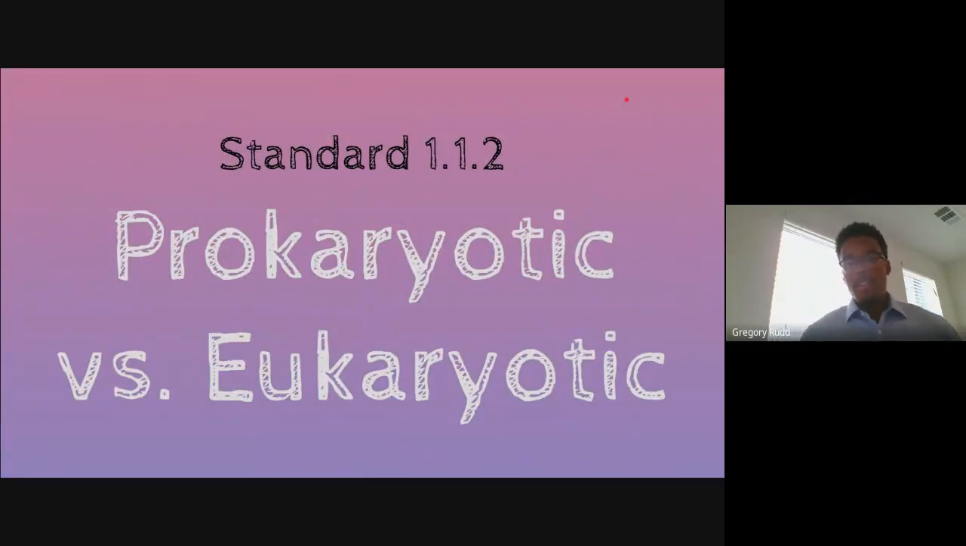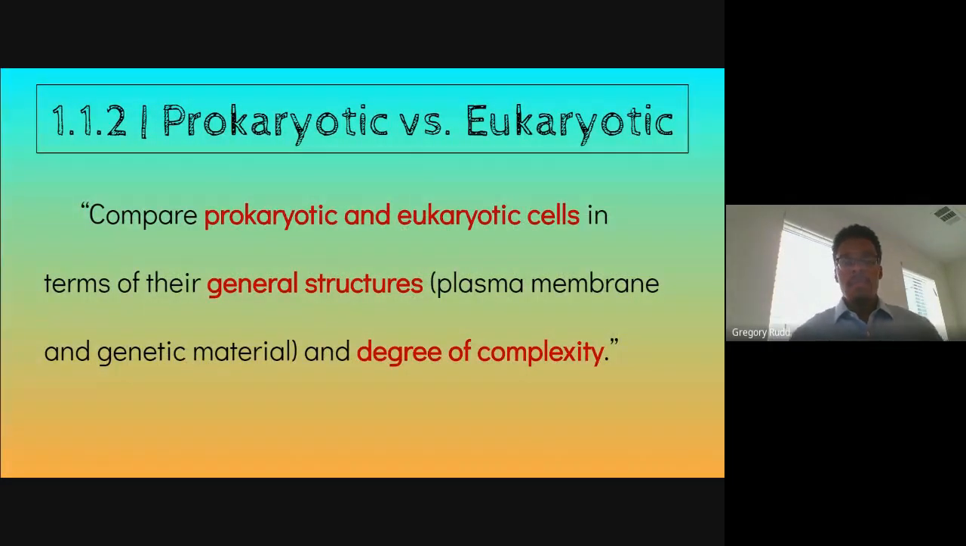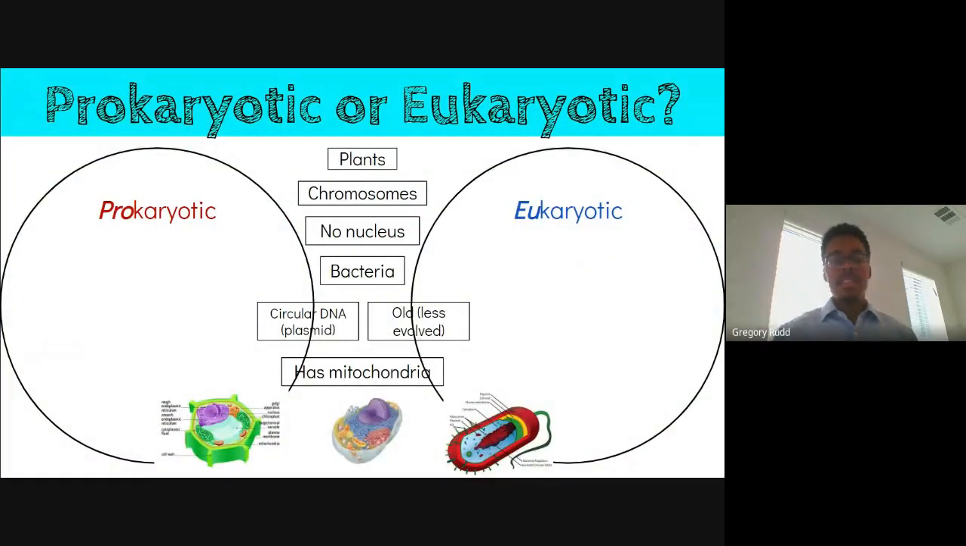The next standard focuses on prokaryotic cells versus eukaryotic cells. The specific language says students need to be able to compare prokaryotic and eukaryotic cells in terms of their general structures and degree of complexity. Okay, so we talked about prokaryotic versus eukaryotic on day 2, which was Friday. I think today's day 5. Yeah. And we did this exact slide. So can we still do it? I don't think we got anything wrong the first time. Let's see if you all still remember.